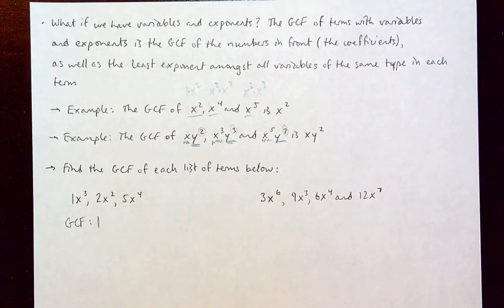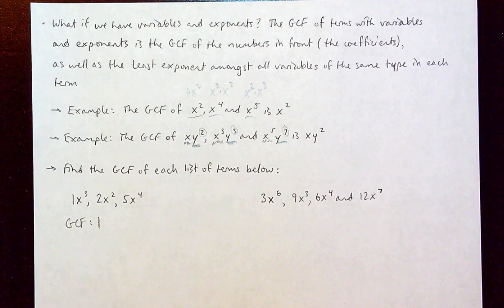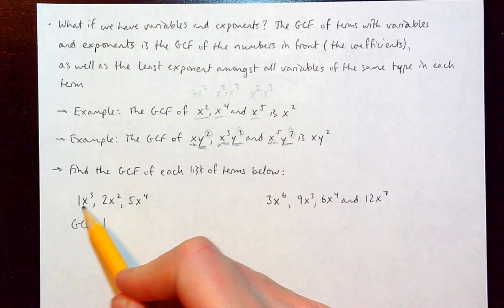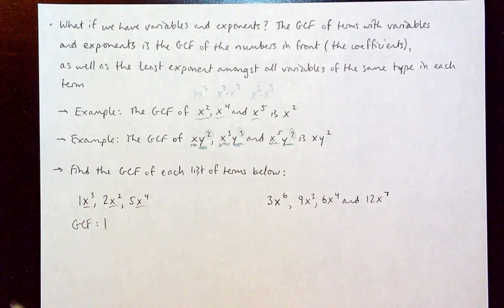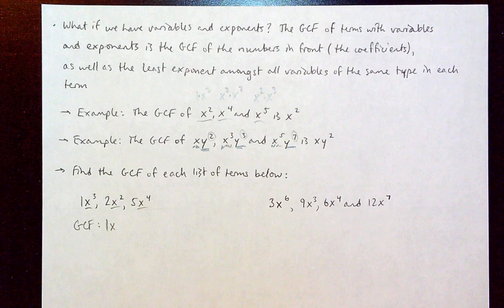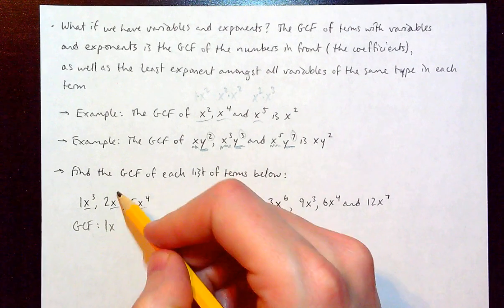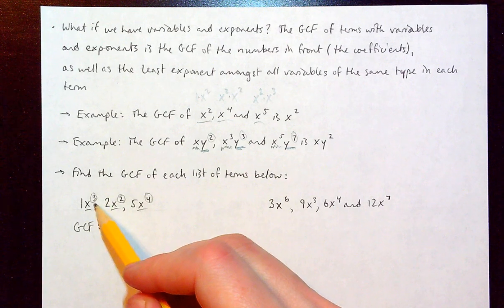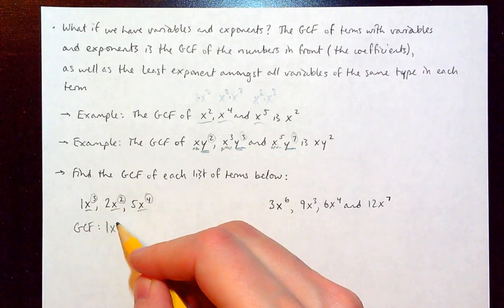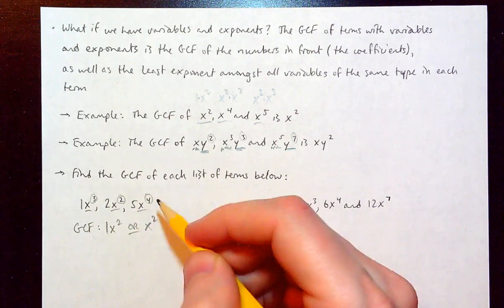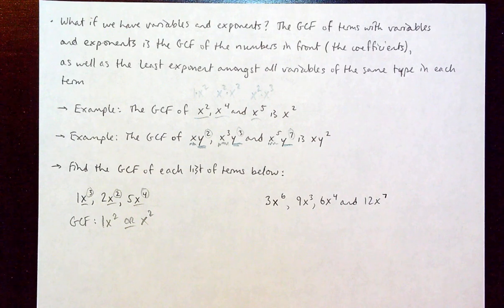And now, is the x going to happen? Is the x going to show up in my GCF in any way, shape, or form? Well, each of these terms has an x, so the x is going to show up in the GCF. The question is, what is the exponent going to be? And the exponent is going to be the smallest exponent that we see amongst these three terms. So the least exponent of 3, 2, and 4 is 2. So the GCF of these three terms is going to be 1 times x squared, or just x squared.